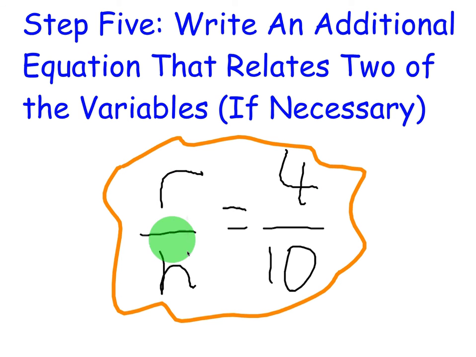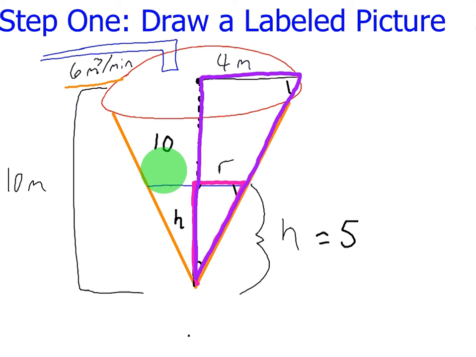But since r and h are related in this way, another way to think about this, if you simplify 4 over 10, that's just 2/5 or 0.4. What that basically means is the radius will always be 40% of the height.